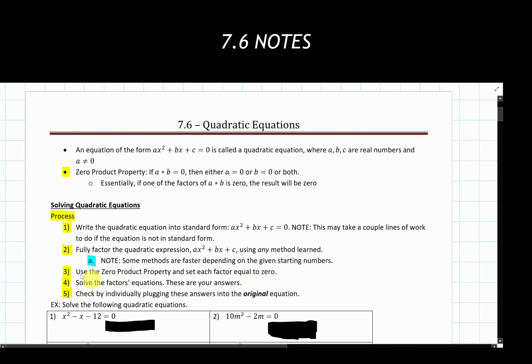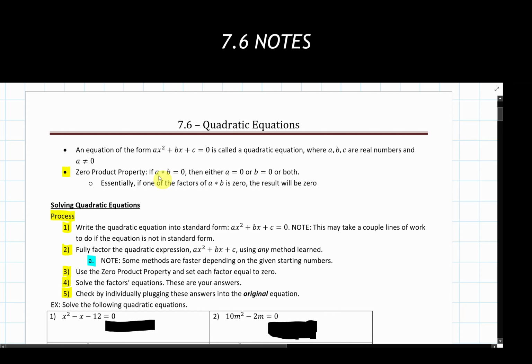So step 3 tells us we're going to use the zero product property and set each factor equal to 0. This is a little bit of an abstract one to think on because we haven't seen this up till now, but we're essentially going to have two things multiplying together, maybe three things, but at least two things multiplying together inside of sets of parentheses.